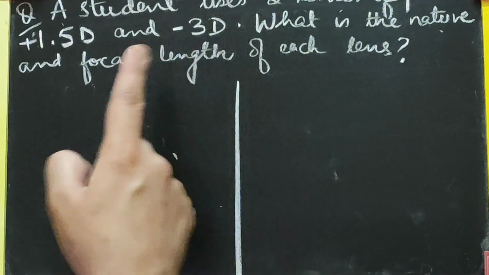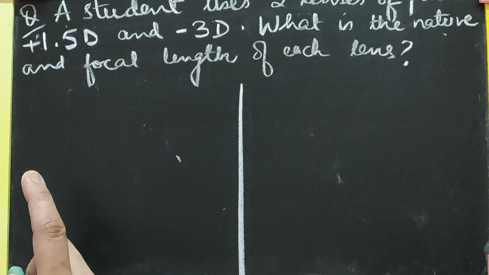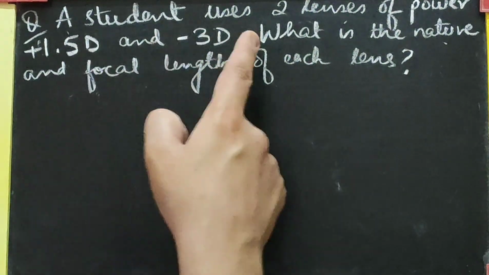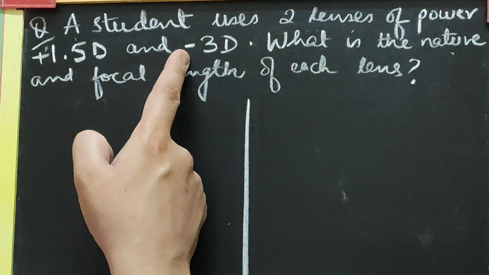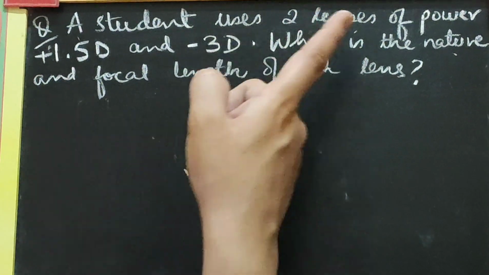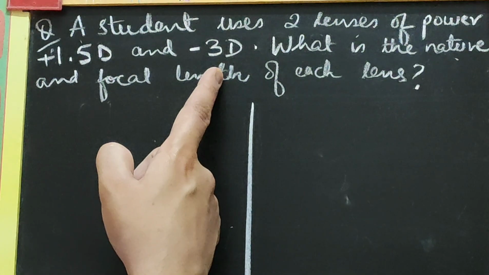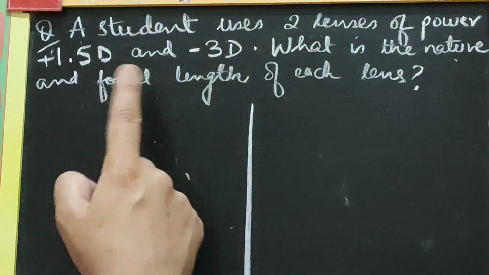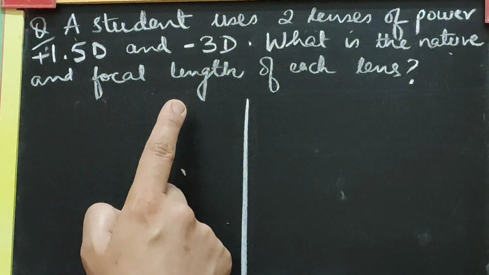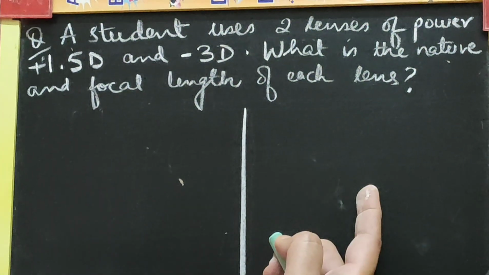This time the question is asked in a different manner. A student uses two lenses of power plus 1.5 diopter and negative 3 diopters. So this time the power of the lenses is given and you have been asked the nature and focal length of each of them. So we will follow the same pattern. We will do it separately for both the lenses.